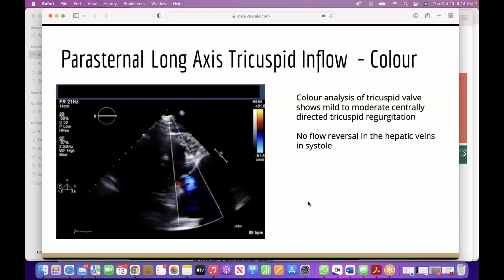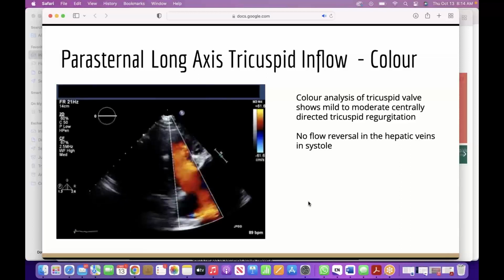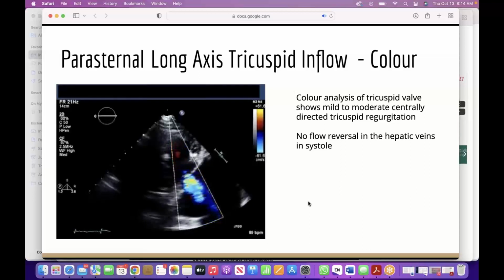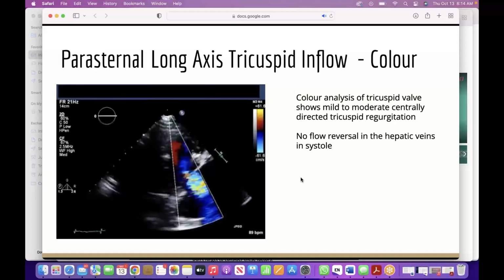This is the tricuspid inflow view. So here we see a mild to moderate centrally directed jet of tricuspid regurgitation. There was no quantitation done from this view, but it was felt overall that the tricuspid regurgitation was not within the severe range. There was no flow reversal in the hepatic veins in systole.